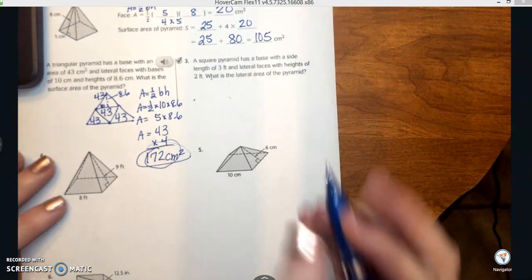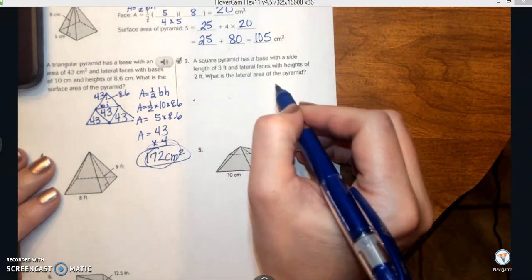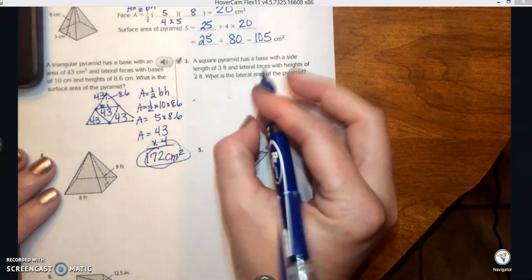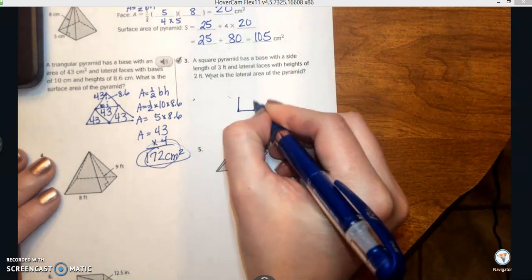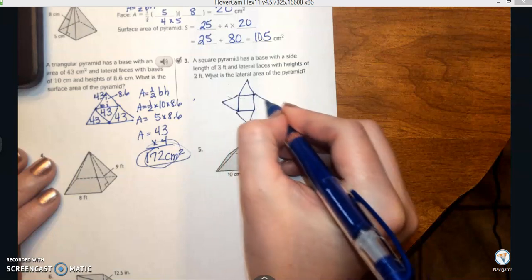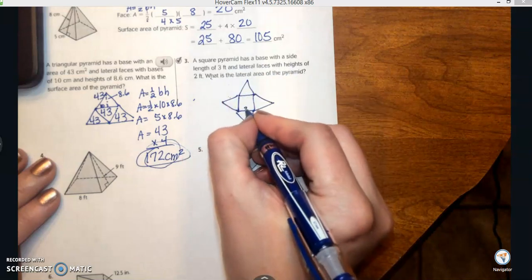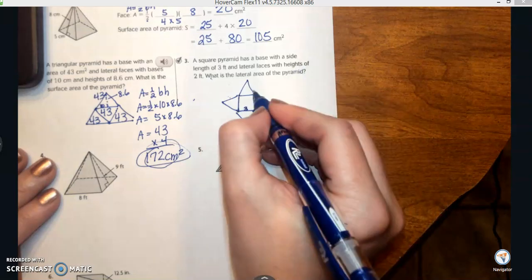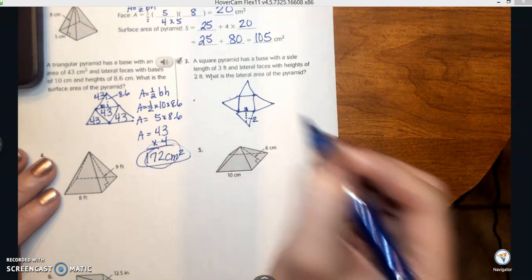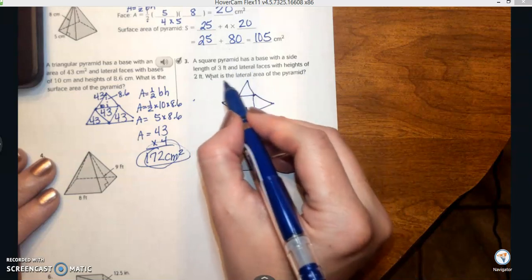Number 3, we have a square pyramid with a side length of 3 feet and lateral faces with heights of 2 feet. What is the lateral area? So I'm going to go ahead and draw a net again. So it's a square pyramid, so I'm putting the square in the middle and triangles off each side. So it says that the base has a side length of 3, so every side is 3, and the height of the triangles is 2. So the height's 2. It wants to know what's the lateral area.